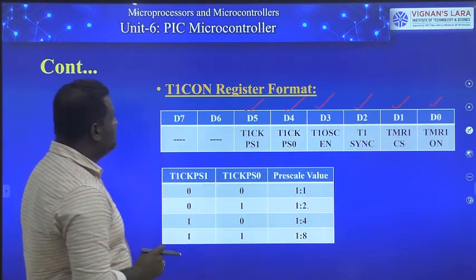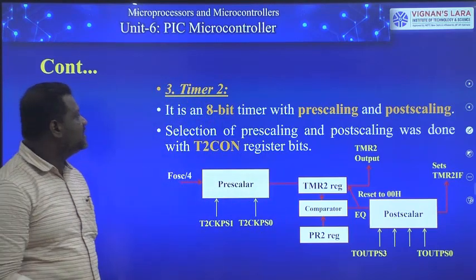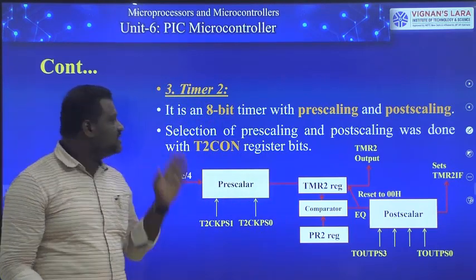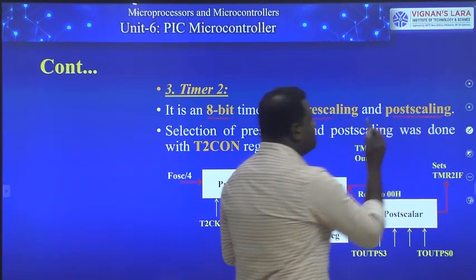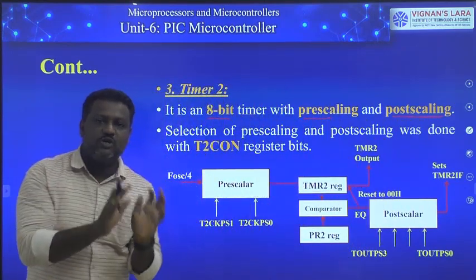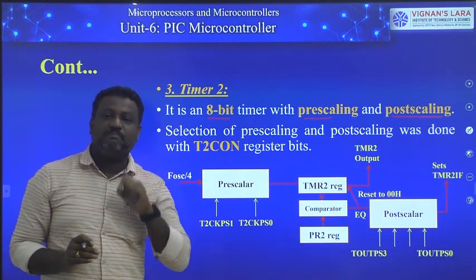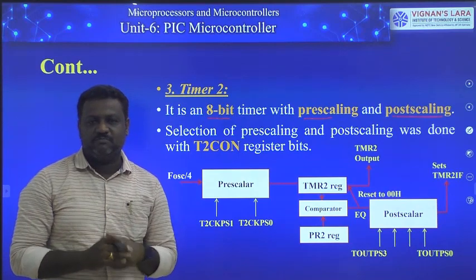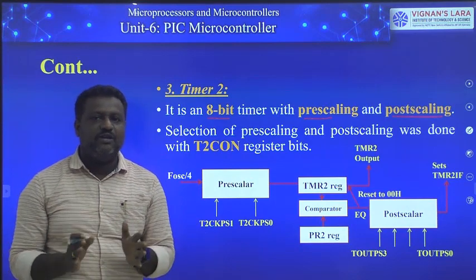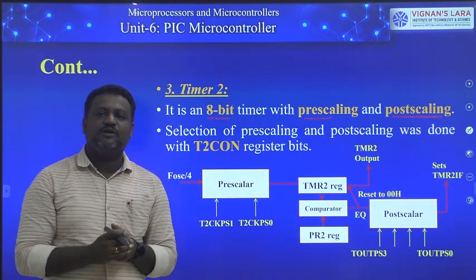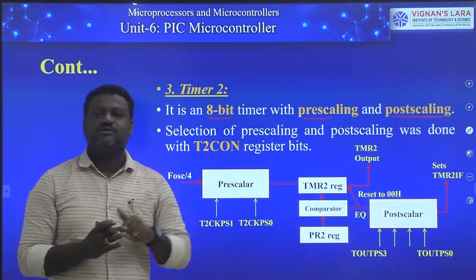So that is this particular register, T1CON. And coming to the third timer, timer 2. This is an 8-bit timer with pre-scaling and post-scaling. This is very important, friends, because timer 0 and timer 1 have only the pre-scaling option, but timer 2 has both pre-scaling and post-scaling options. Both are programmable. That means the user can select a pre-scaling value as well as a post-scaling value by programming particular bits present in the timer 2 control register.